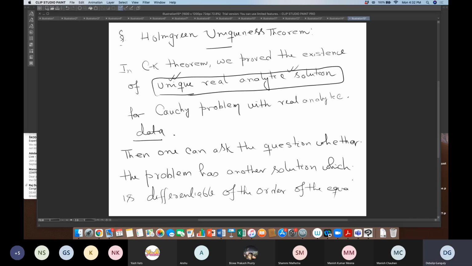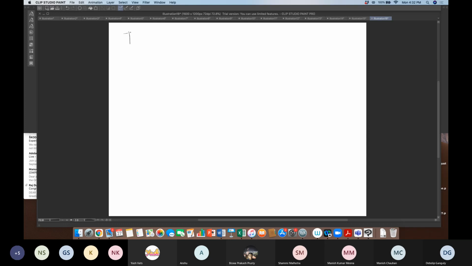So this is a valid question one can ask. So we have proved the uniqueness in the class of real analytic solutions. Now one can ask whether the PDE possesses some other solution which is differentiable up to the order of the equation. This is answered by the Holmgren uniqueness theorem. I will not prove this, just a statement.